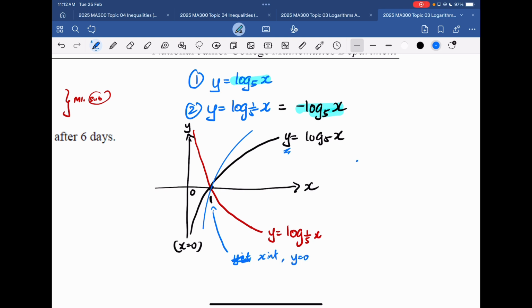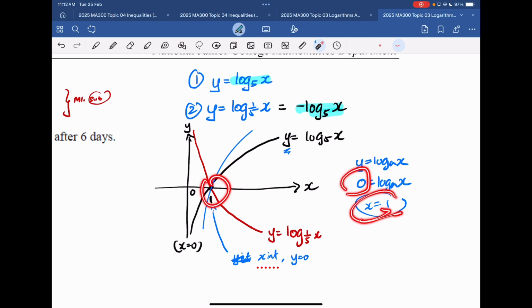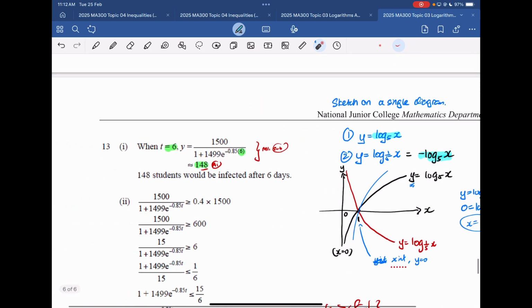In general, y equals to log ax. If you sub y equals to 0, you always get x equals to 1. So you have 1, 0. Can you see? 1, 0 here. It's always 1.